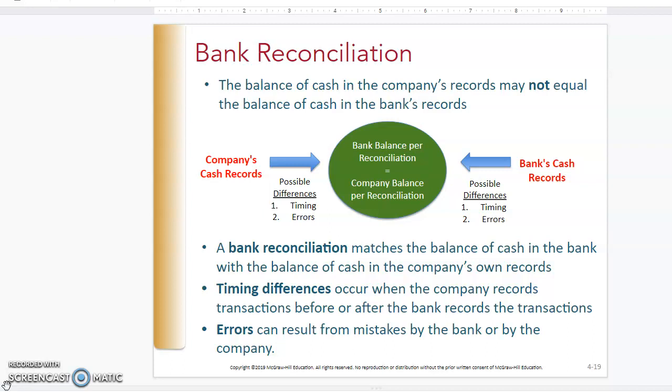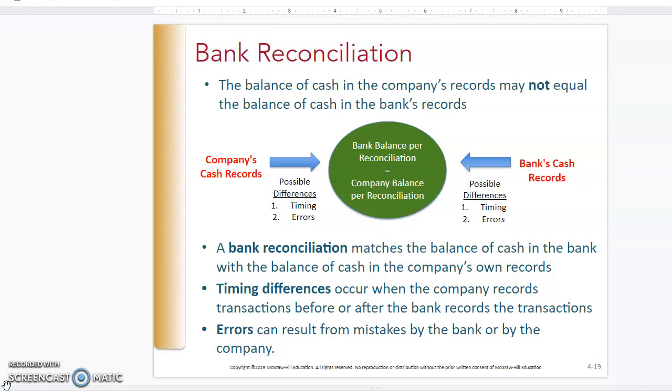Okay? Bank reconciliation is necessary to make sure that things that should be recorded in a certain time period are recorded then. And the reason that is necessary is because of timing differences between what the company has recorded in the cash account and what the bank has recorded in the bank account.